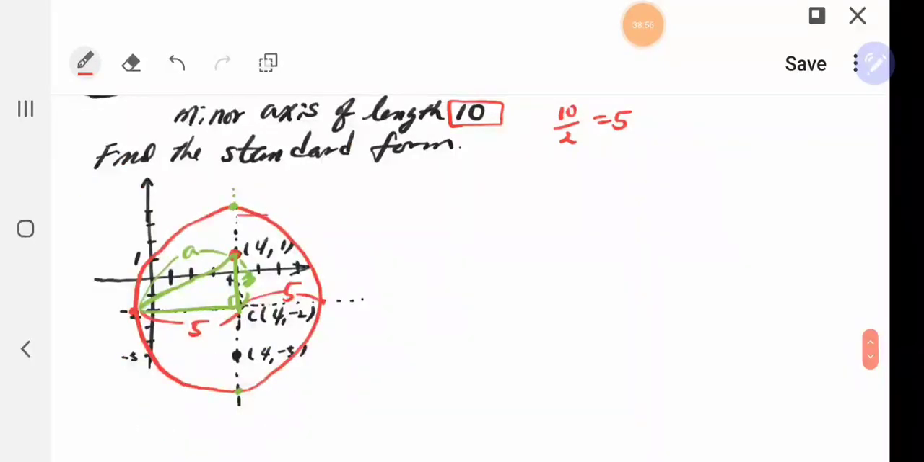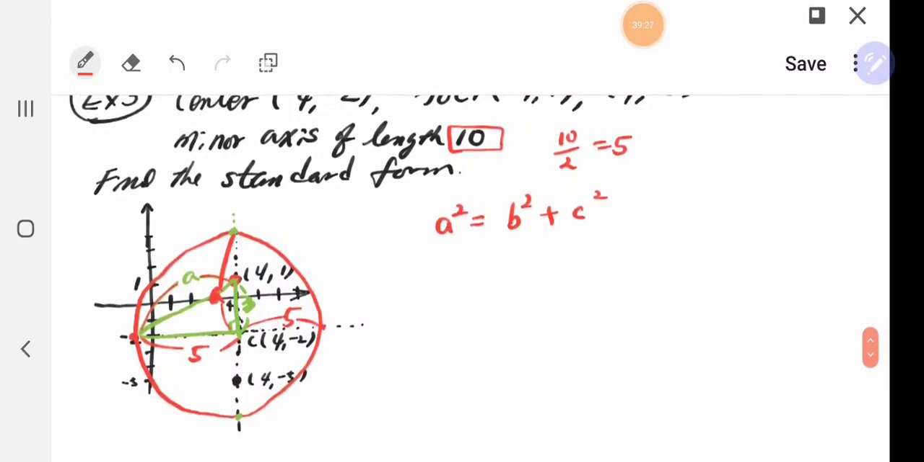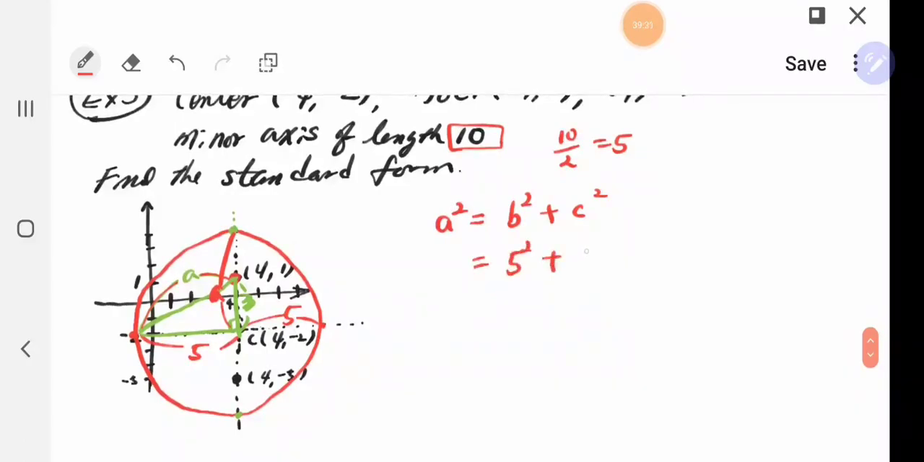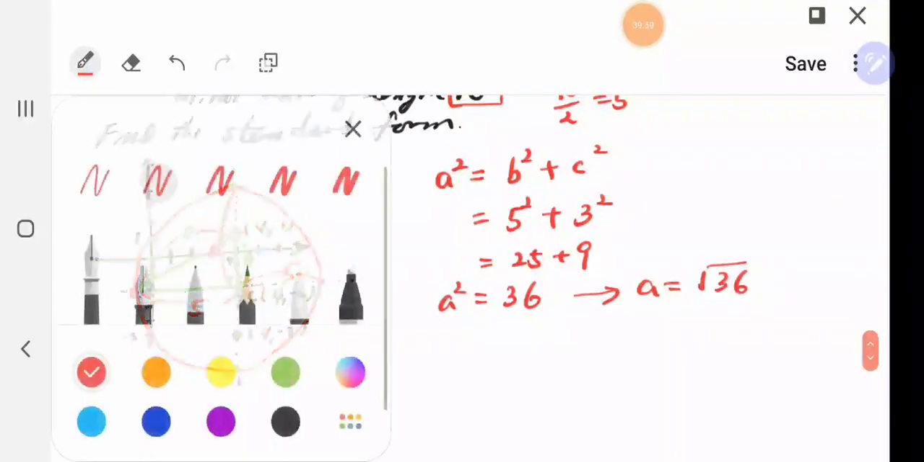So actually from here to here is A, right? So this A is the same as the hypotenuse of this triangle. So how do we find A? Based on the Pythagorean theorem, A squared is equal to B squared plus C squared. In this case, B is the minor axis, so B is 5, C is 3, so that is 25 plus 9, so A squared equals 36. We don't have to find A actually, because A is the square root of 36. We want A squared, because of the ellipse formula.